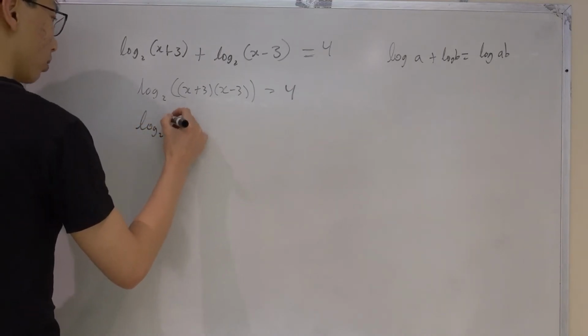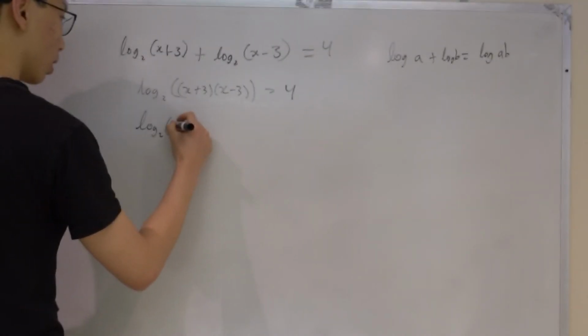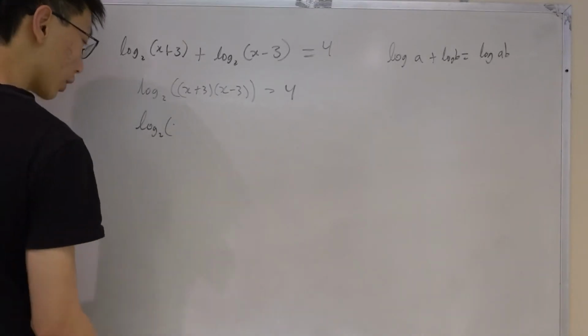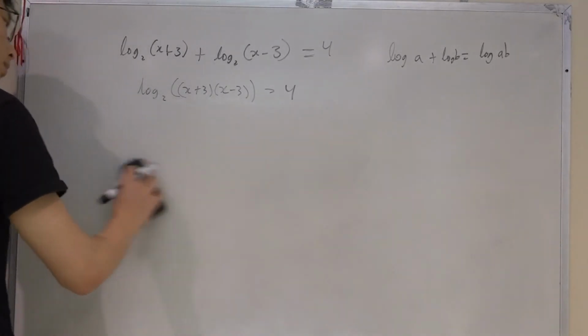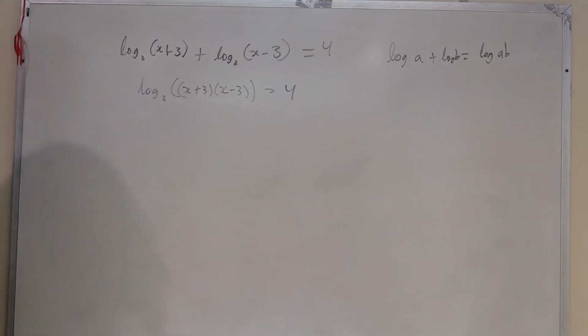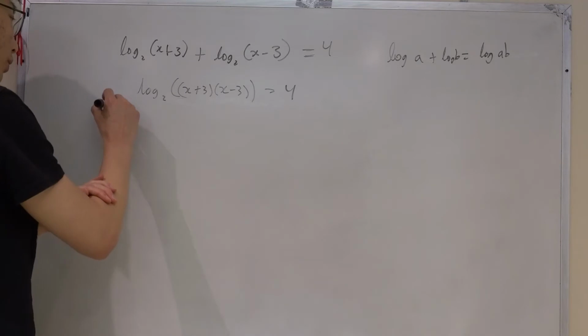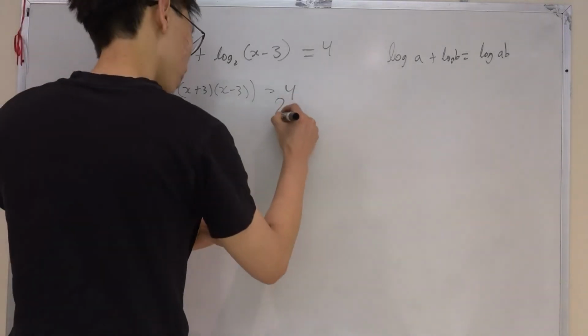Continuing on, what do we get? Actually, let's think about this for a second. Suppose I wanted to get rid of the logs here. What would I have to do to both sides in order to remove the logs? The answer is exponentiation. I would have to raise both sides to the power of 2.